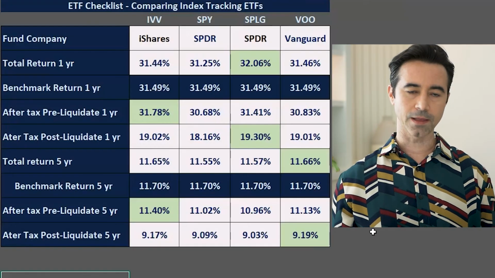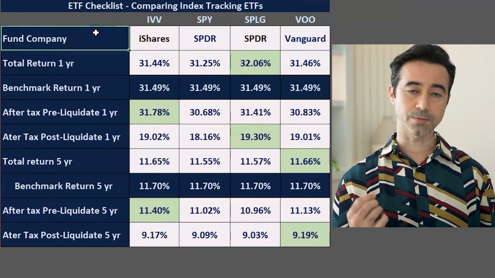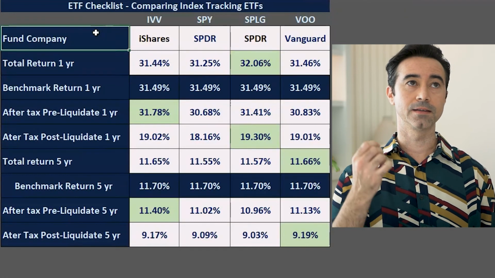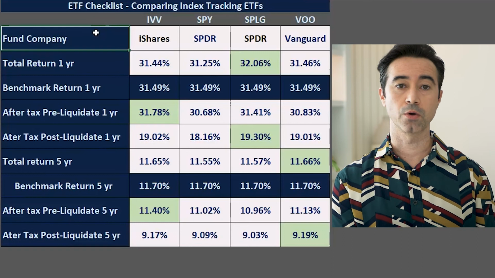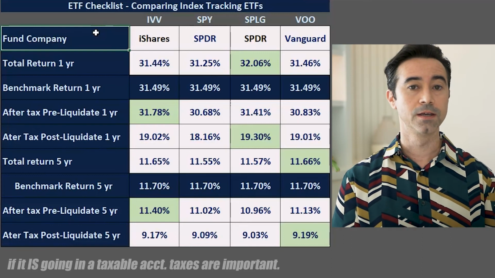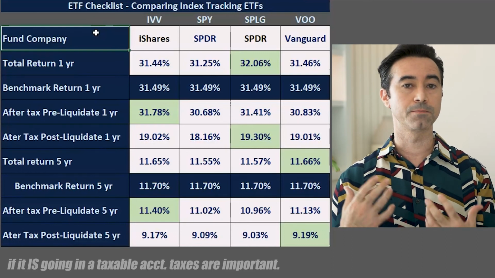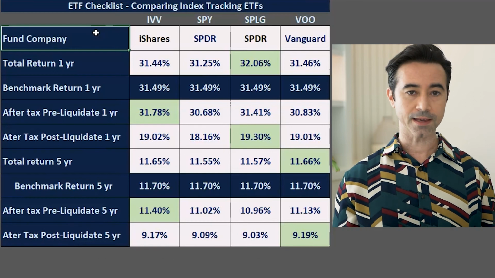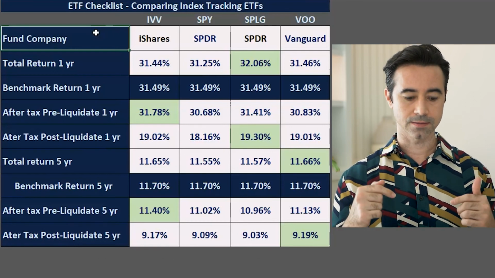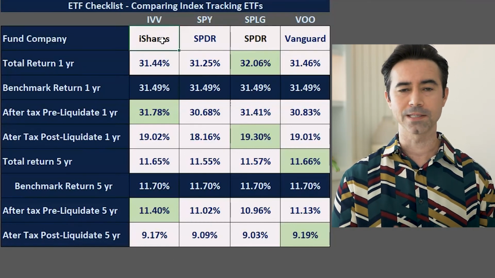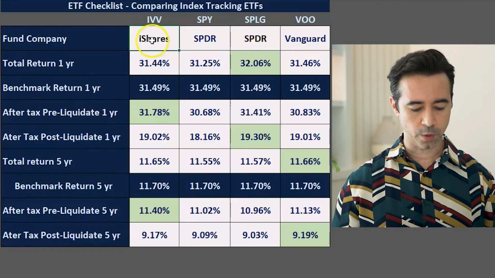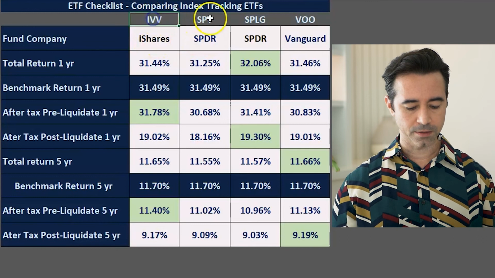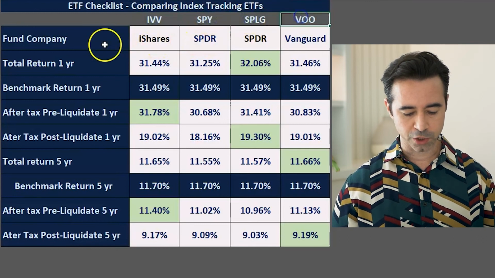So what I do is, first I ask myself, is this an ETF that is going inside a taxable account or not? If it's in a taxable account, then taxes to me are very important for ETFs. And in that case, I use this. I actually use this spreadsheet in my S&P 500 ETF video that I made, but just quickly to show you, I compared IVV, SPY, SPLG, and VOO.